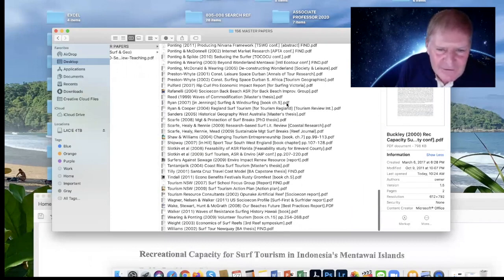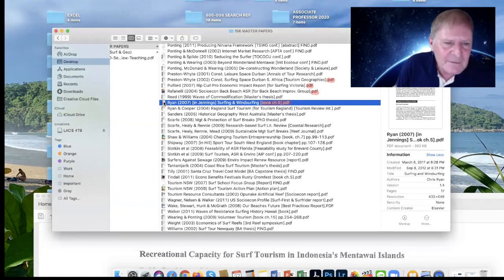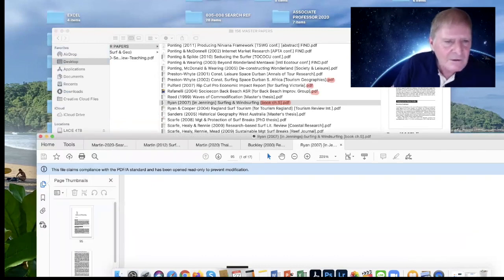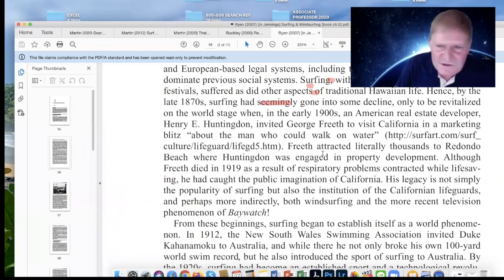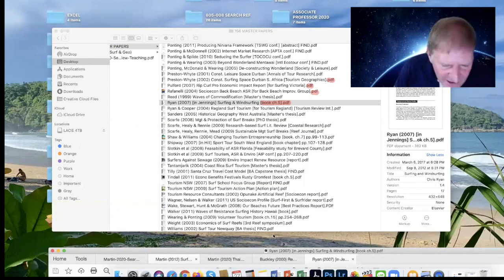If you look, every single one is a PDF, right? You see PDF, PDF, PDF. So I don't care what kind of source it is; if I scan it from a book, I'm going to make a PDF file out of it. Like this one here by Ryan, I believe, this chapter. Okay, so anyway, you got the idea here, right?